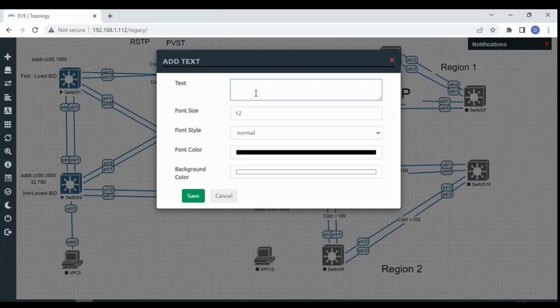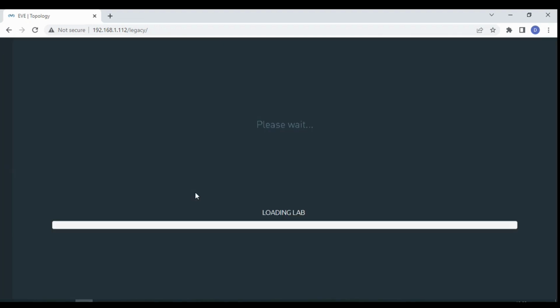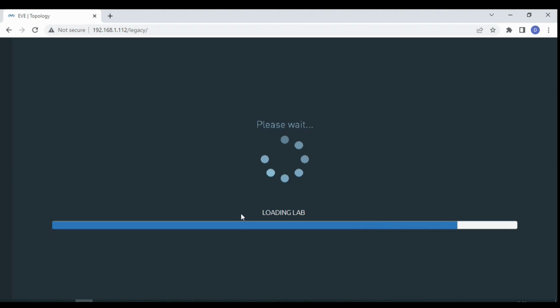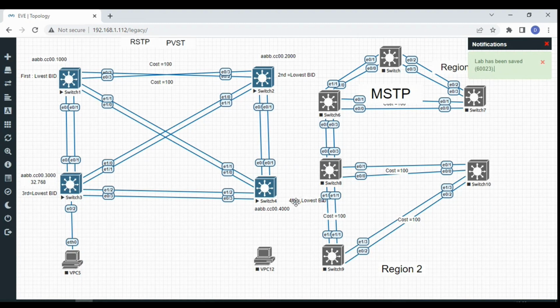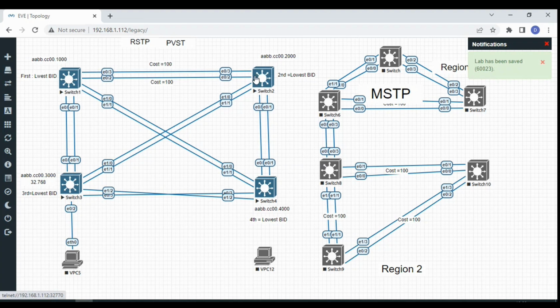Okay, this is the fourth BID, which is the highest BID I can say. But logically, it's okay. One more thing is very important. As per the definition, to form a designated port, each switch port must be close to the lowest BID. The port will become a designated port.